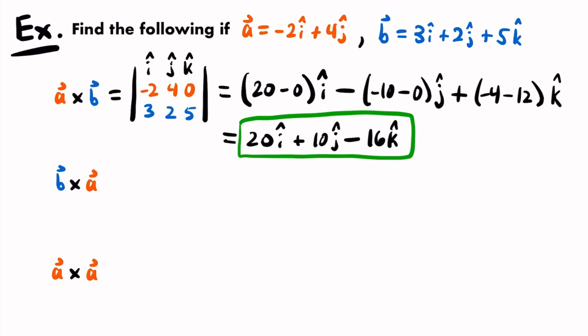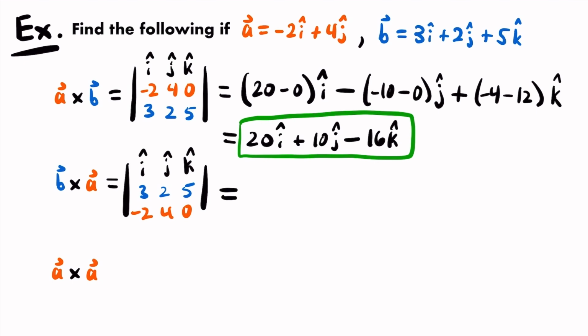But in case you didn't, let's just go through the process of calculating the cross product again. Let's set up our 3 by 3 matrix. We'll have vector i, j, and k. And then the components of vector B will be in the second row since vector B is first. And then the components of vector A will be in the last row. Okay, so we'll have 3, 2, 5, and then negative 2, 4, 0.